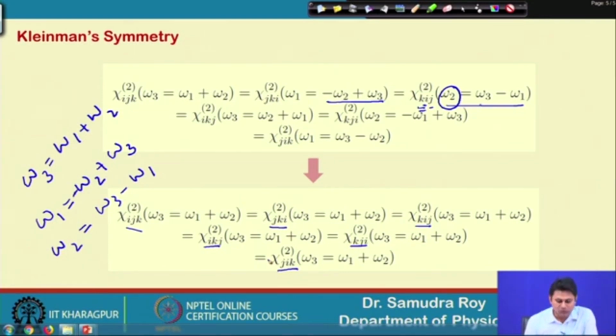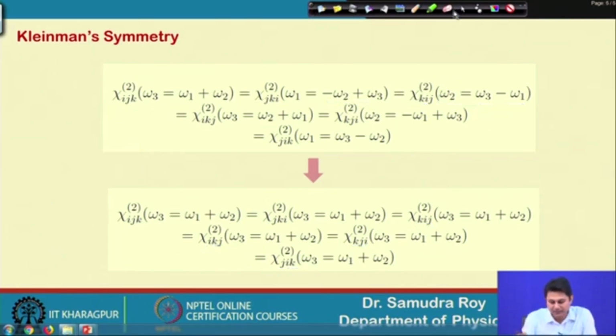So, when I reduce these things, that means chi_ijk, I change this as chi_jki. So, we have additional permutation symmetries. This additional permutation symmetry is nothing but the Kleinman's symmetry. This Kleinman's symmetry basically tells us I can make a permutation of the entire term according to my choice if we consider that the susceptibility does not depend on any kind of frequency. That means the system is eventually dispersionless.